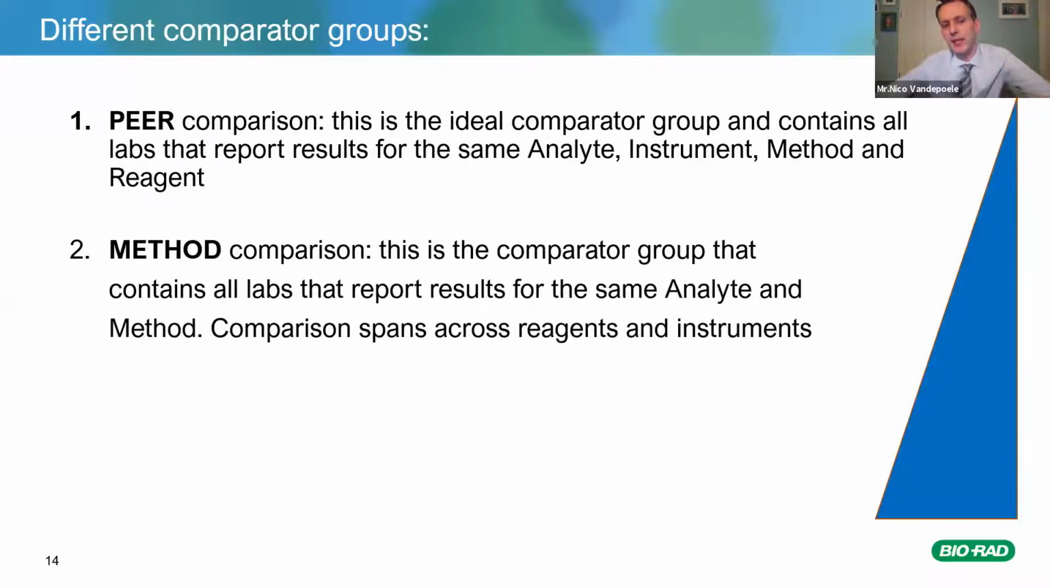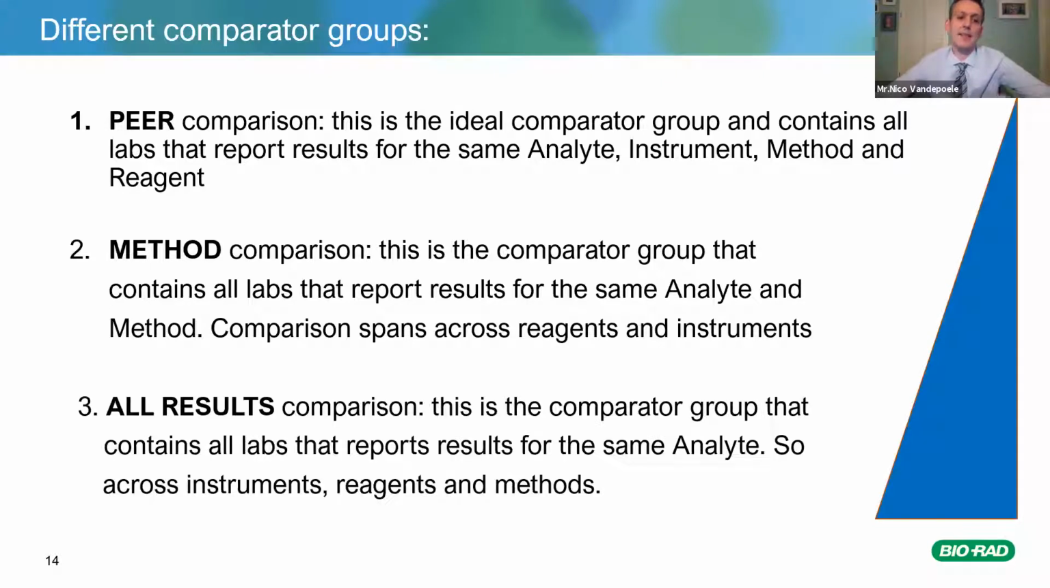But if that group is not big enough, or you're the only one in that group, you have an instrument that's not very popular in your region, or you have a specific reagent that's new in the market, you might not have a good peer comparison, and then you need to go to a method comparison. This is the comparator group that goes across instruments and across reagents, but looks at the same analyte and method. And then the last one, if you go lower, is the all results comparison. So that just looks at all the results for the analyte.